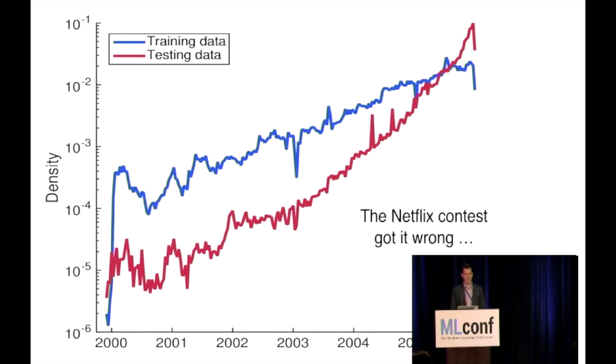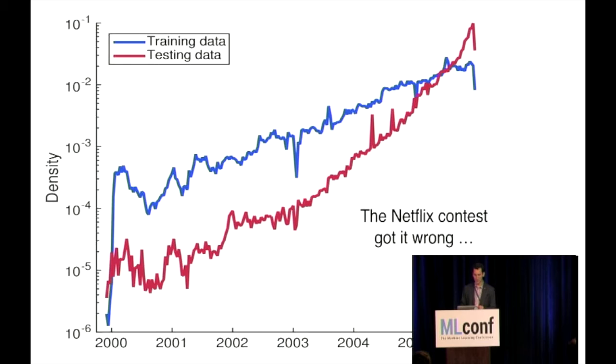So let me put this into pictures. What really happens is, the red line is the testing data, the blue line is the training data, and mind you, it's a log plot. But what you basically see is that we have a non-trivial amount of data from 2006. And of course, we can use that to find out what the user might have liked in 2003, right? So that's kind of a little bit questionable.